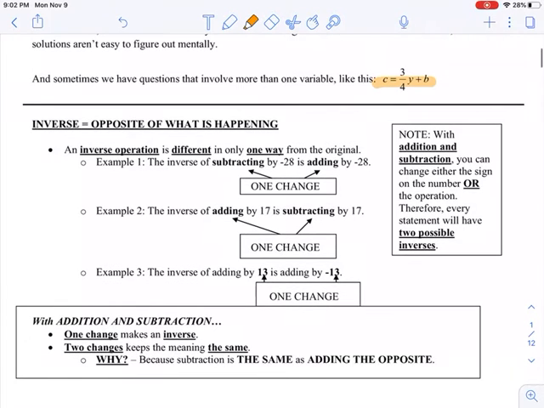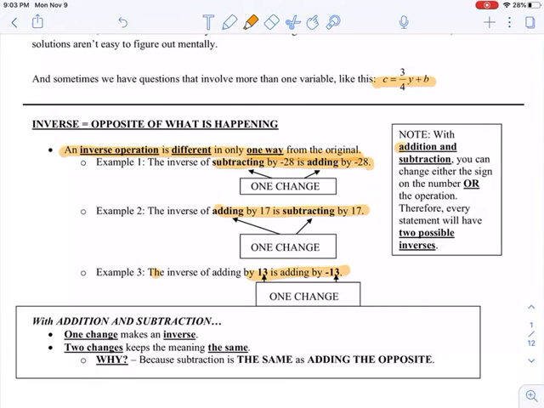All right, so let's talk about the inverse. The inverse is the opposite of what is happening. So an inverse operation is different in only one way from the original. So example 1, the inverse of subtracting by negative 28 is adding by 28. Example number 2, the inverse of adding by 17 is subtracting by 17. And example number 3, the inverse of adding by 13 is adding by negative 13.